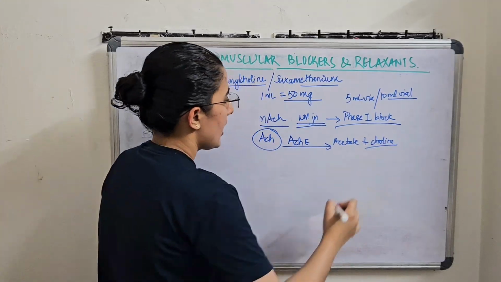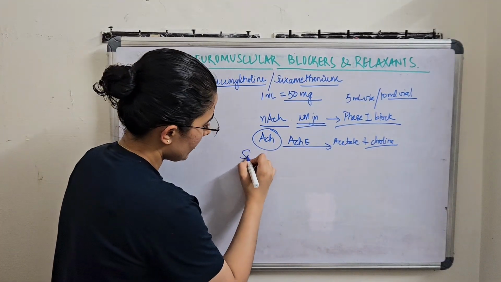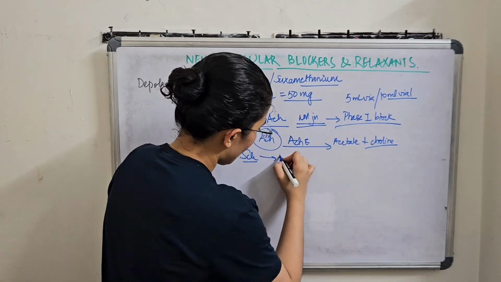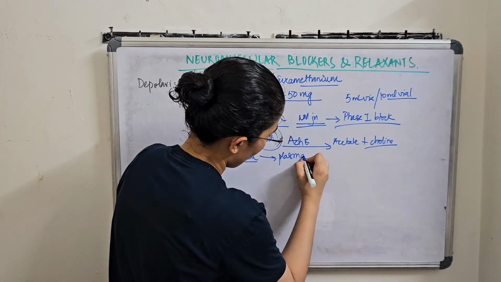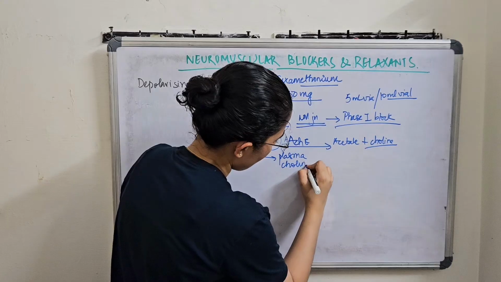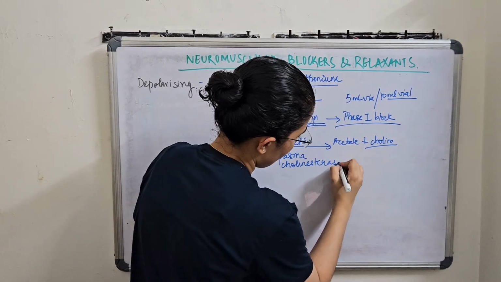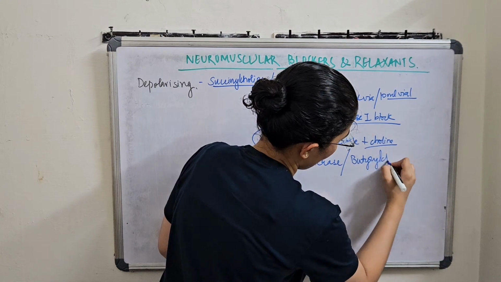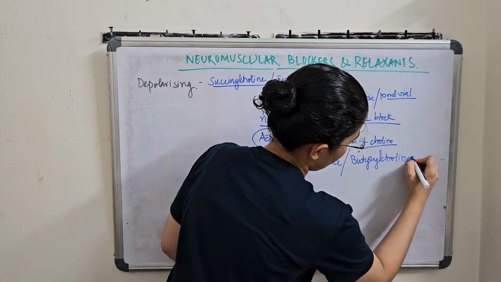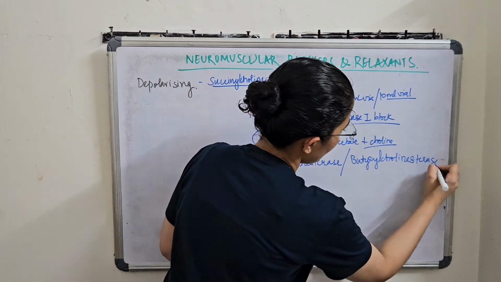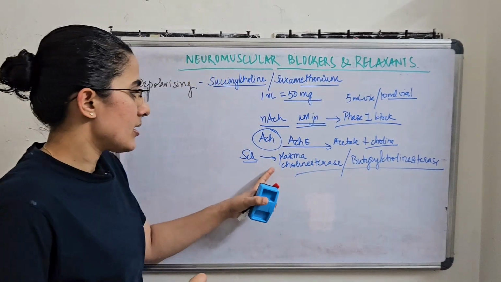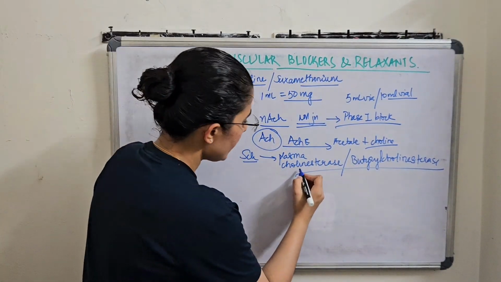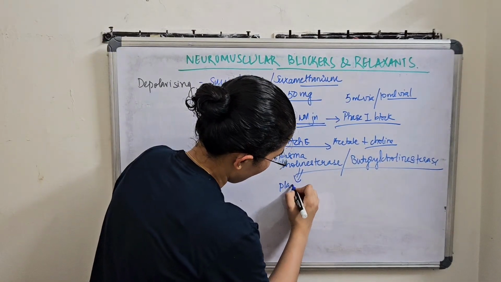But what we have here is Succinylcholine. Succinylcholine is degraded by the plasma cholinesterase, also called butyl cholinesterase. This is an enzyme that is not available in the neuromuscular junction. Where is it present? It's present in the plasma.